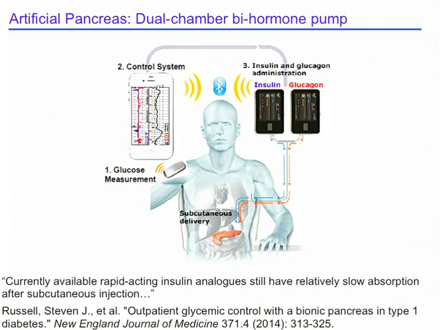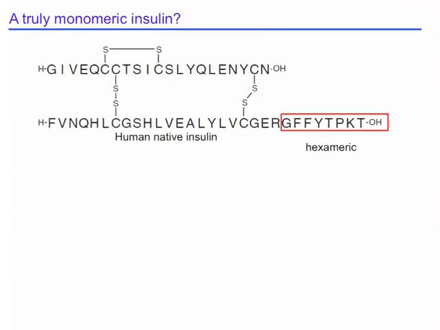So that made me start to think about whether there can be a truly monomeric insulin that still has the activity, and that can potentially be an ultra-fast insulin. So I started my lab around this concept.